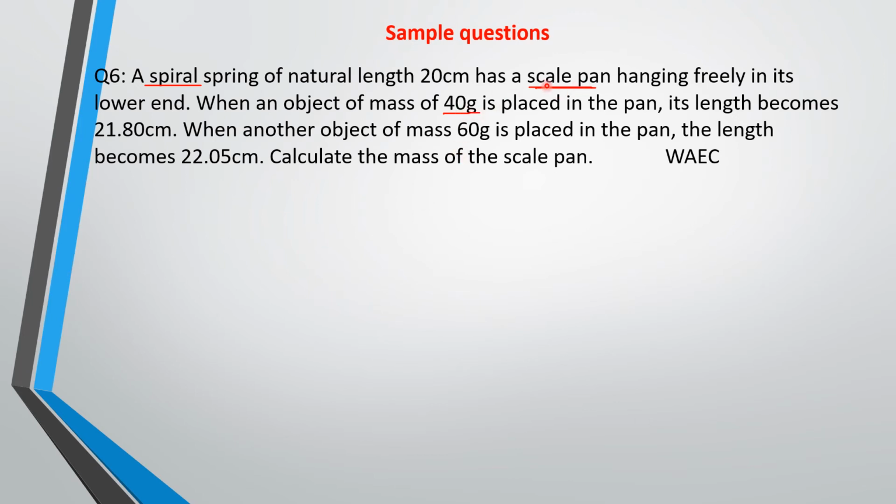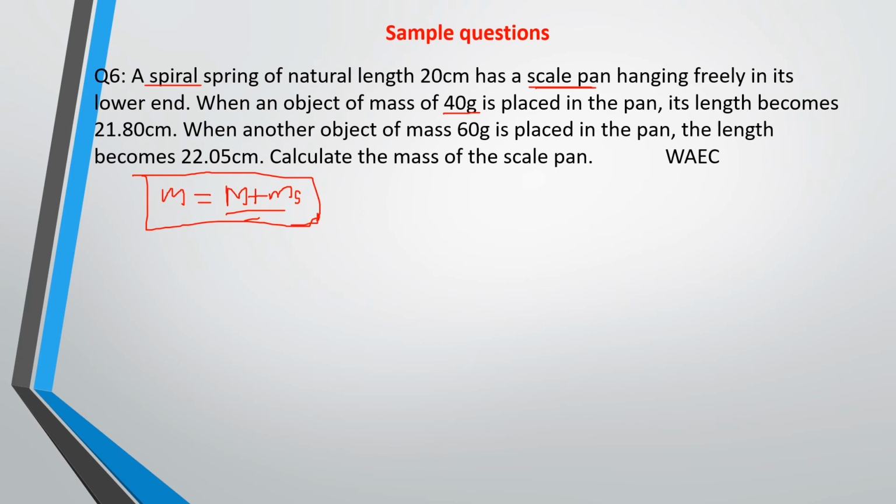mass that is causing the extension on the spring will be equal to the mass of the scale pan plus the mass that's added to it, because here it says calculate the mass of the scale pan. So having explained that to you, it means that the mass on the spring is equal to the mass of the scale pan plus the mass of each of the loads. Okay, so I'm writing this out because we are going to use this equation to solve.